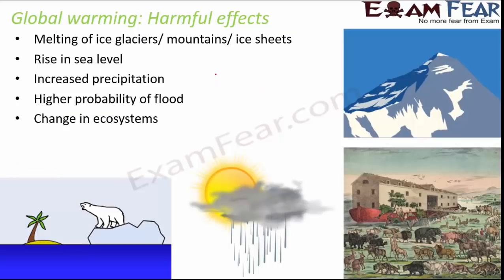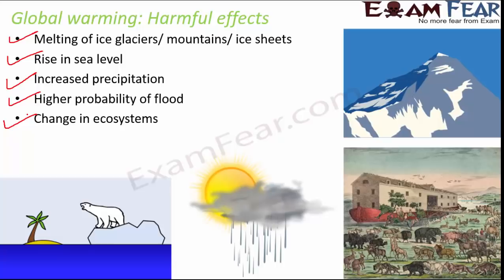right? So now this global warming, what do we mean by global warming? The phenomenon that the average temperature of the earth is increasing day by day, that is called global warming. And what are the harmful effects? If there is global warming, the glaciers would melt, mountains, ice sheets would melt, there would be a rise in sea level, increased precipitation, higher probability of flood, change in ecosystems. So everything is going to turn upside down.